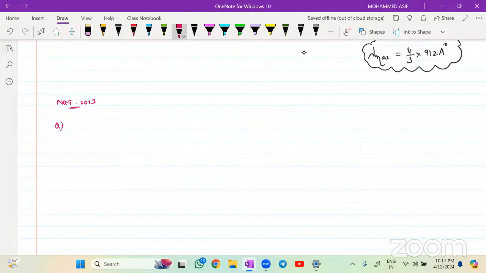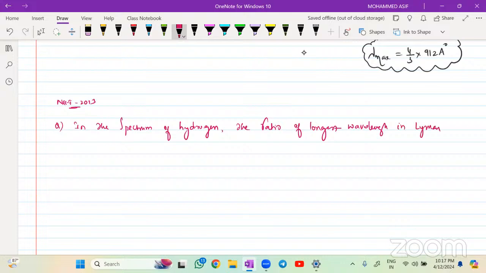The question is: in the spectrum of hydrogen, the ratio of the longest wavelength in the Lyman series to the longest wavelength of the Balmer series is. Someone try and tell me quickly.